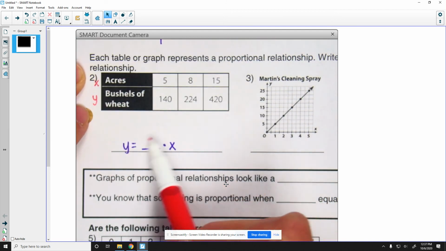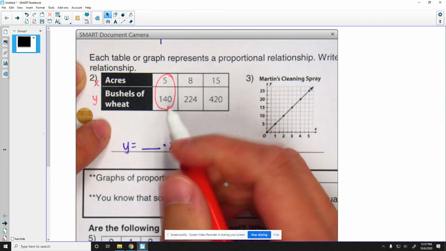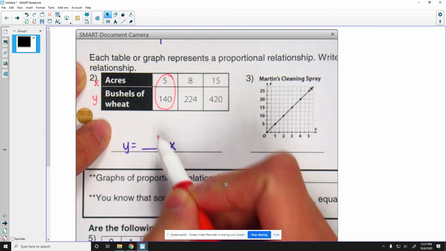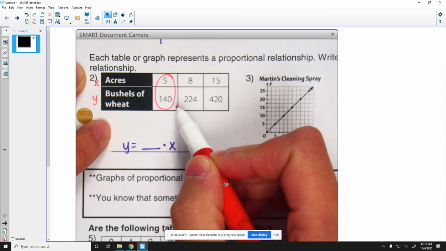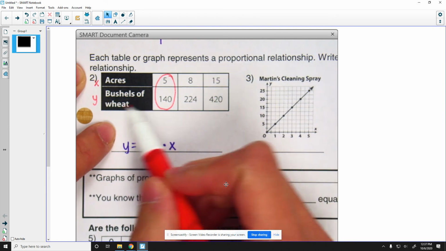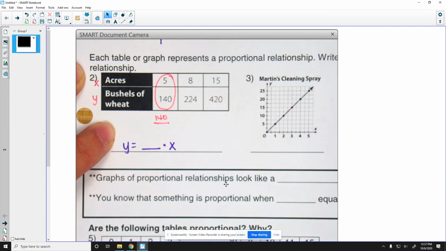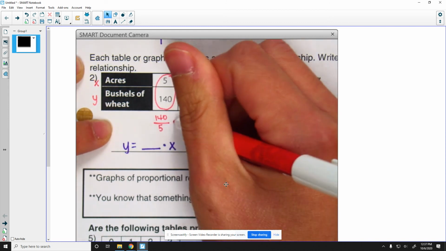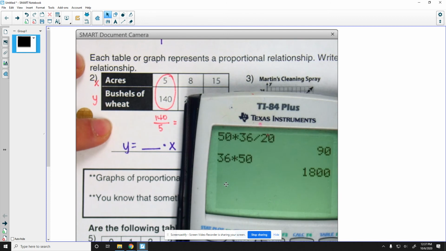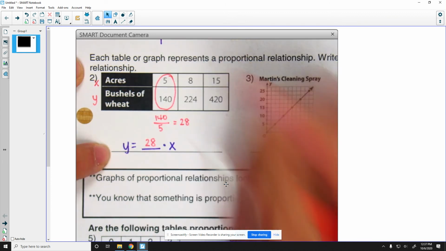So remember, to figure out this number, what I always do is I take this and I divide y by x. That's the rule. To figure out this number, you always divide y by x. So Henry, what number is the y here? 140. So I do 140 divided by, Henry, what number is the x? 5. So I'm doing 140 divided by 5. And remember, you have a calculator now. So please just give yourself a little bit of a break. You get 28. So I know then that this number is 28.